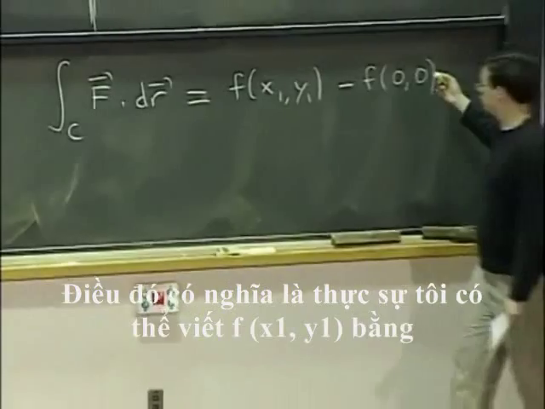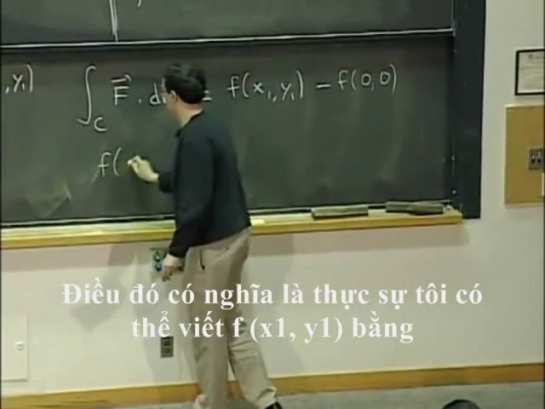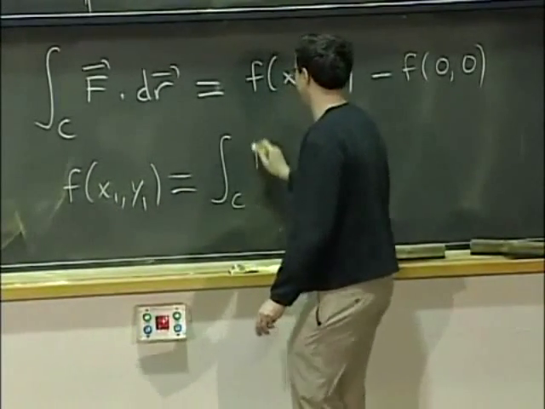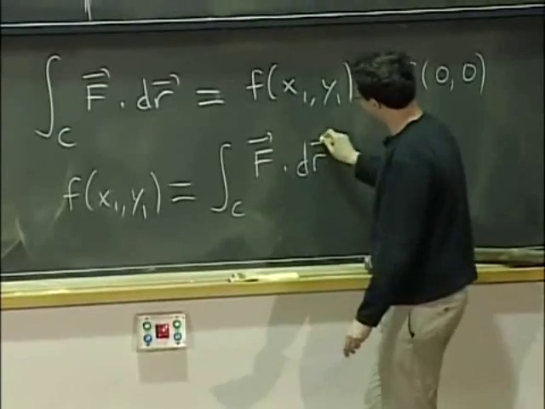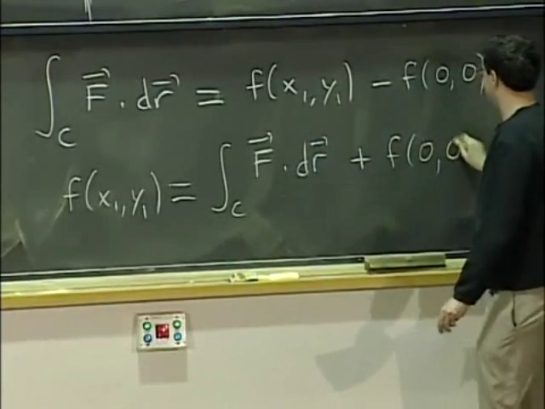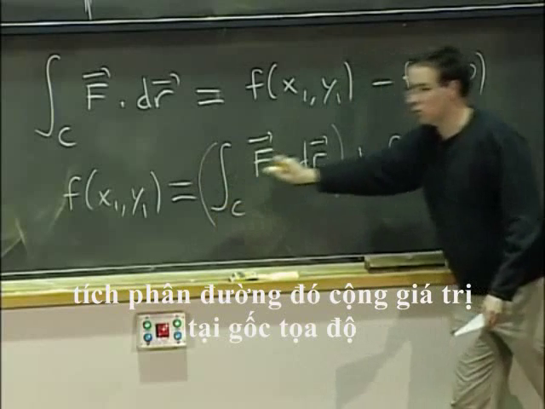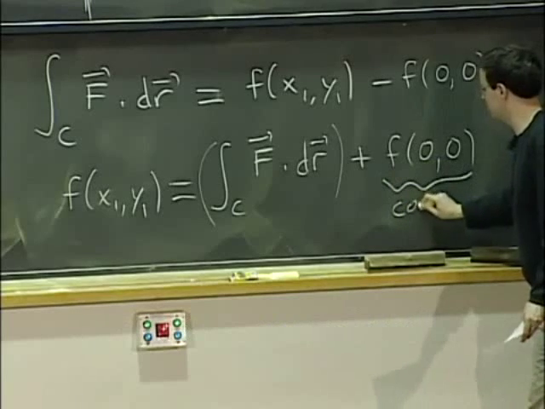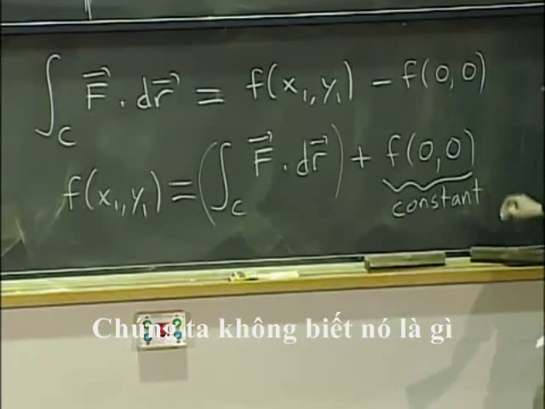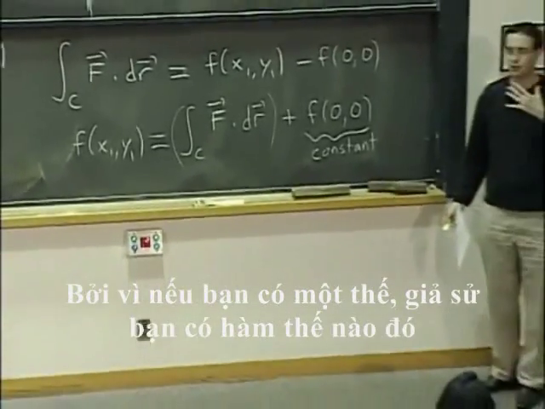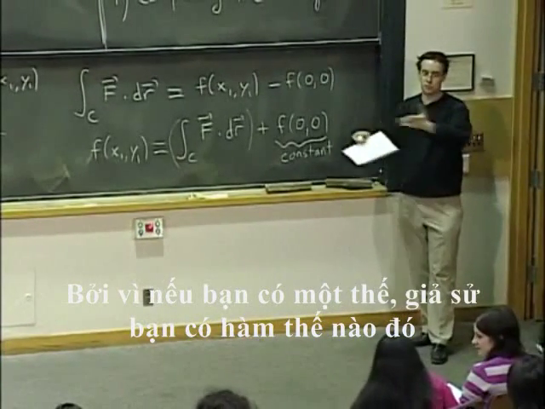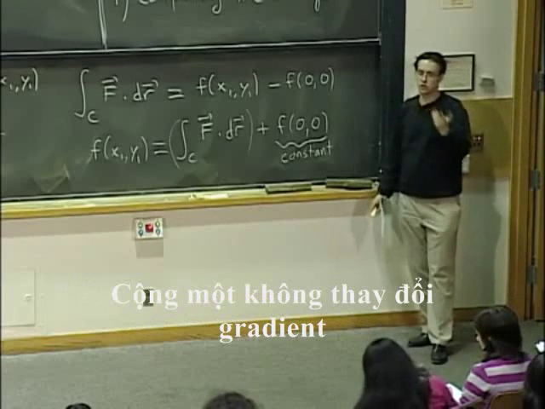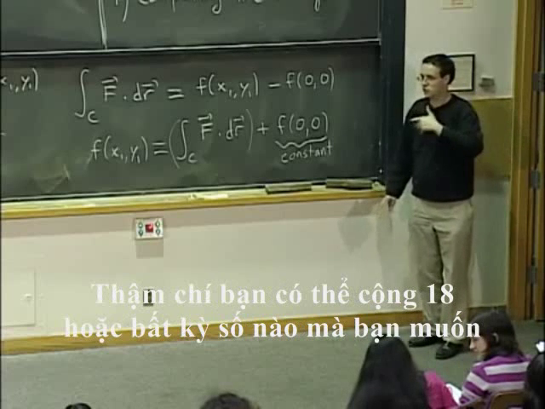Okay. Well, so that means I can actually write f of x1, y1 equals that line integral plus the value at the origin, and that's just a constant. We don't know what it is, and actually we can choose what it is, because if you have some potential function, and let's say that you add 1 to it, it's still a potential function. Adding 1 doesn't change the gradient. You can even add 18 or any number that you want.